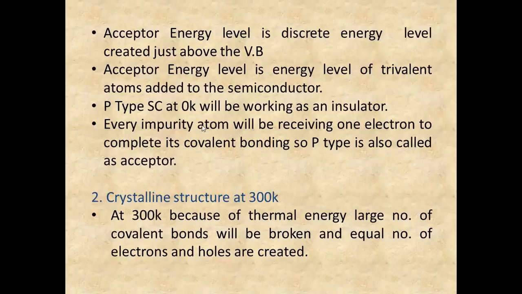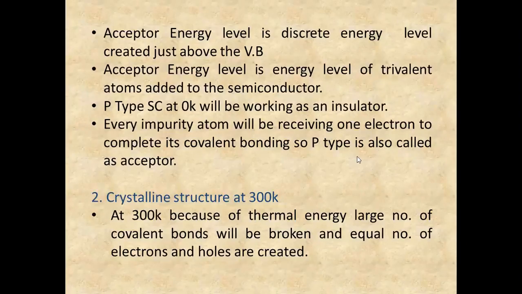So every impurity atom will be receiving 1 electron to complete its bonding. So P-type is also called an acceptor. I've already told you why it's an acceptor, because it's accepting something. And again, a P-type semiconductor at 0 Kelvin will be working as an insulator because it doesn't have any conductivity at 0 Kelvin.